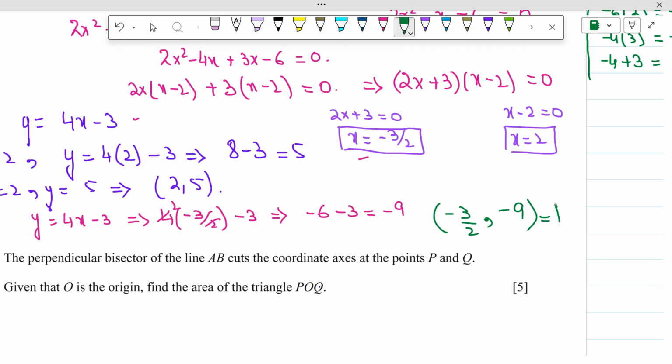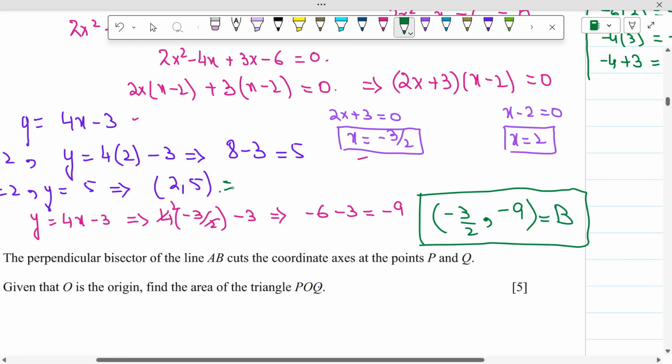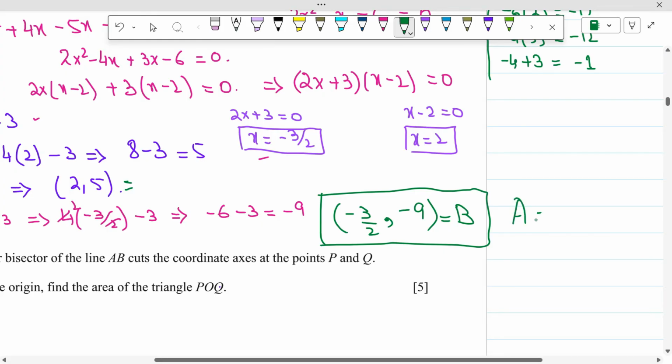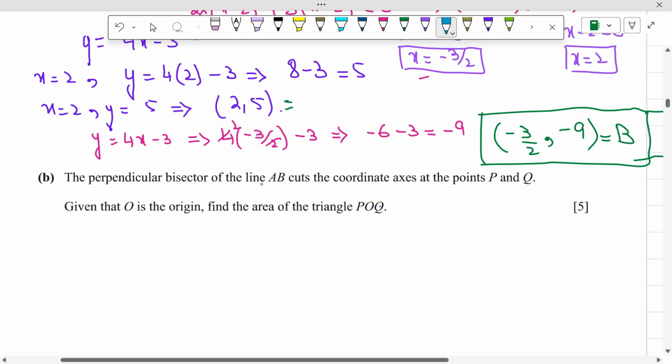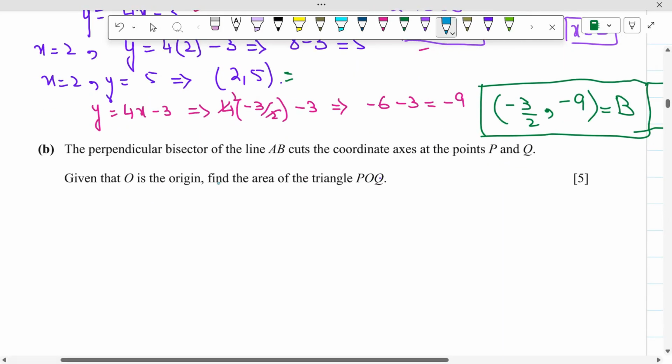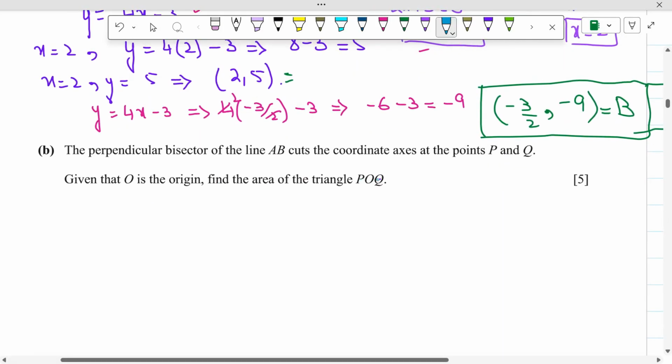So this is the point B, and the point A is 2 comma 5. Now, the perpendicular bisector of the line AB cuts the coordinate axes at the points P and Q. Given that O is the origin, find the area of the triangle POQ.